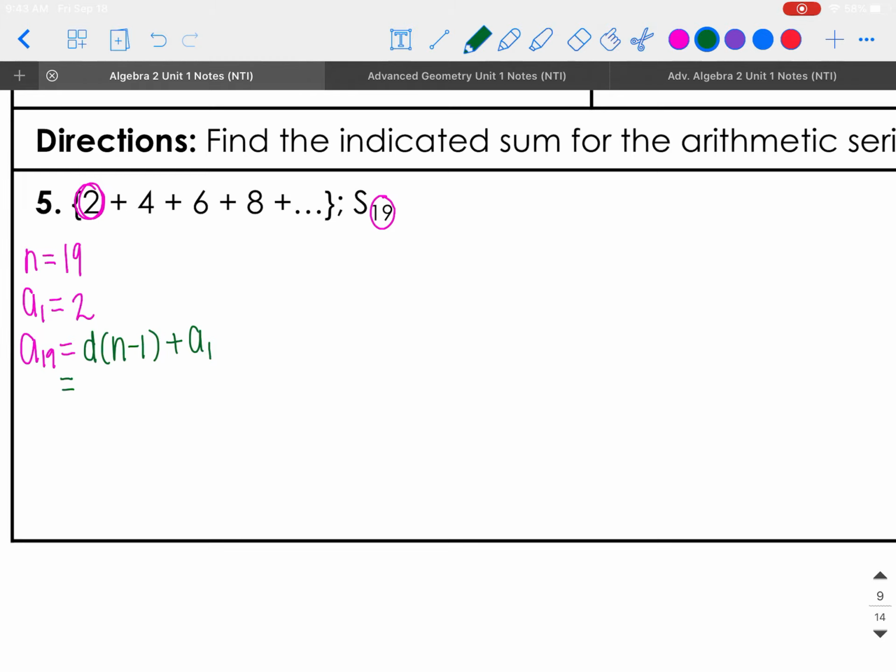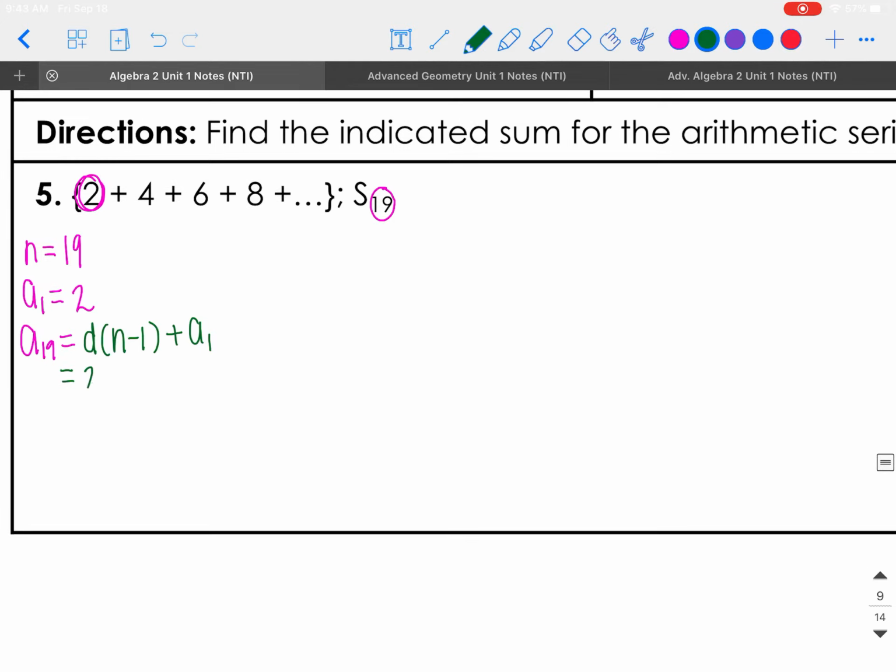This is a unit of lots of formulas. So my common difference, what am I adding each time in my sequence? It's 2. 2 plus 2 is 4. Plus 2 is 6. Plus 2 is 8. And n minus 1, I'm going to plug in a 19 there because I'm actually finding that 19th term. And my A1 is 2. So in your calculator, type that in. You get 38.